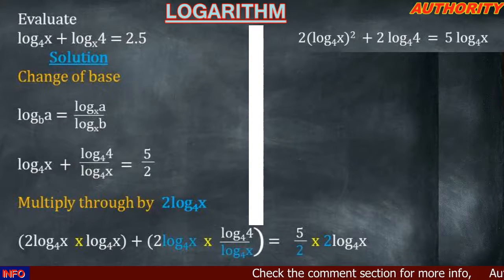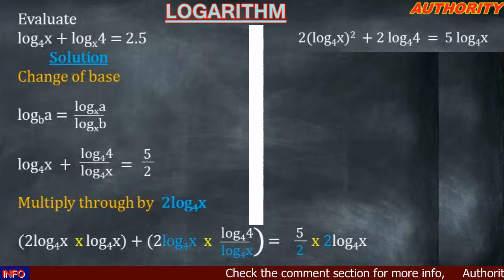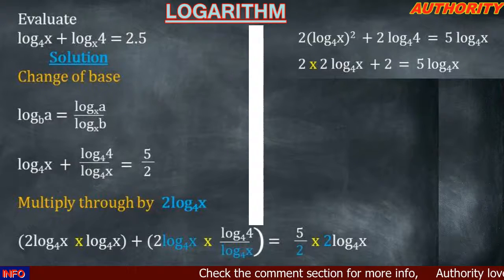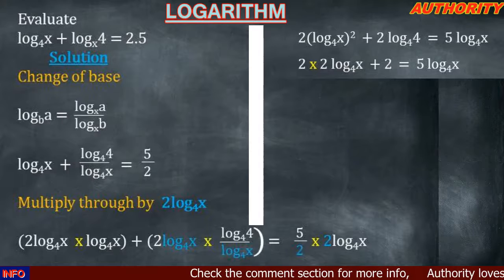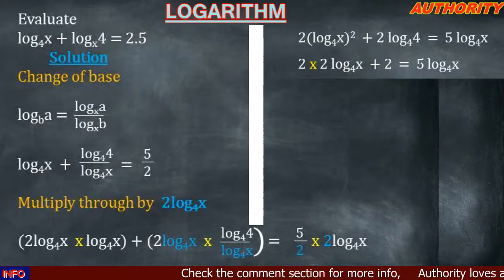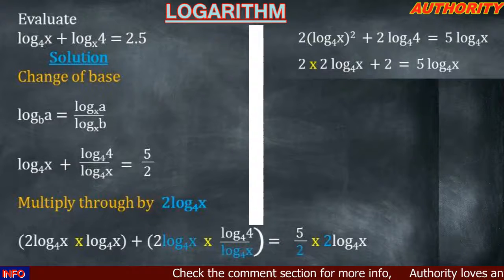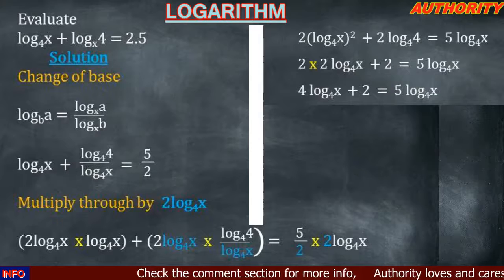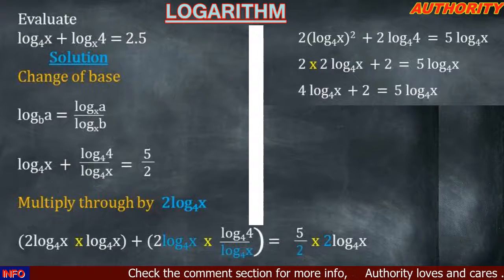Is that true? Yes. Now, in this first term where we have 2 log x base 4 squared, we can bring the 2 back. Okay, now coming to meet these 2 outside is going to give you 2 times 2 log x base 4 plus, now, when you say log 4 base 4, it's going to give us 1. 1 times 2 is going to give us 2, equal to 5 log x base 4. You get it? Good. Now, 2 times 2 is 4, we have 4 log x base 4 plus 2 equal to 5 log x base 4.